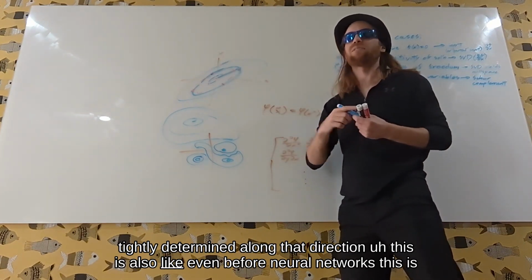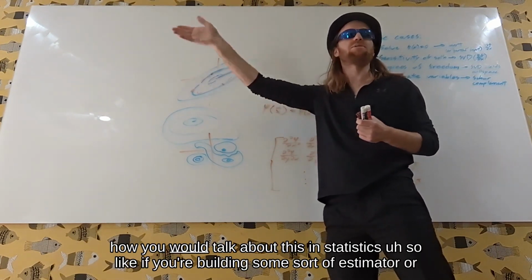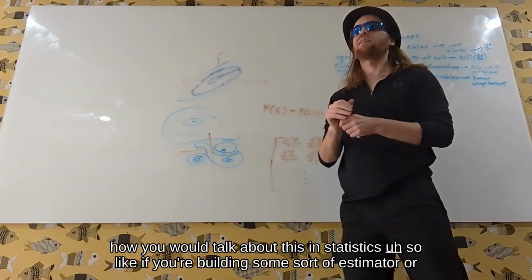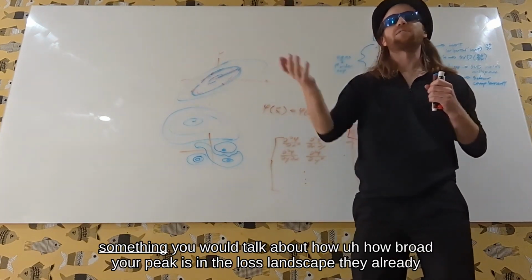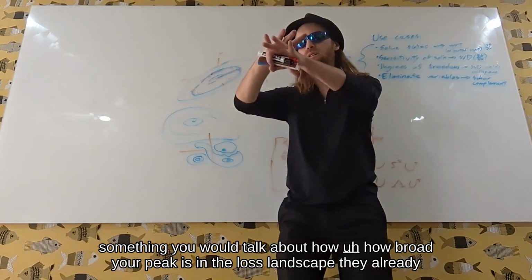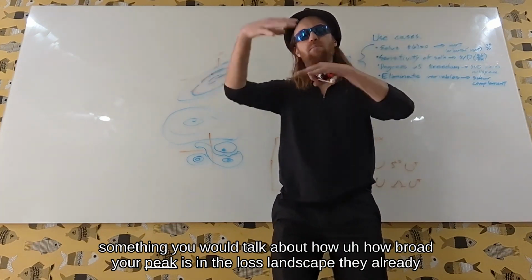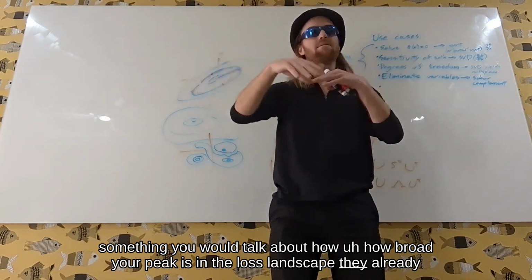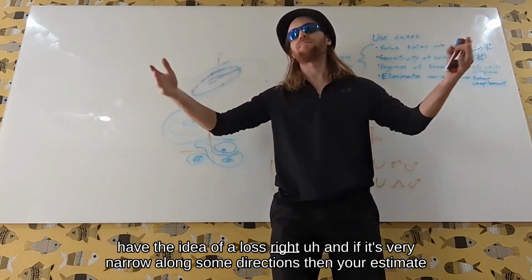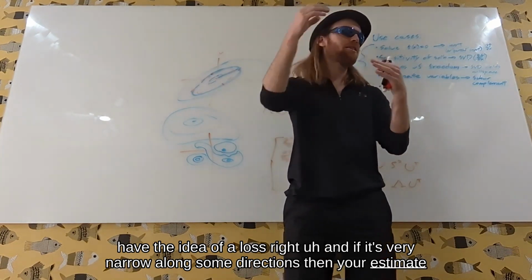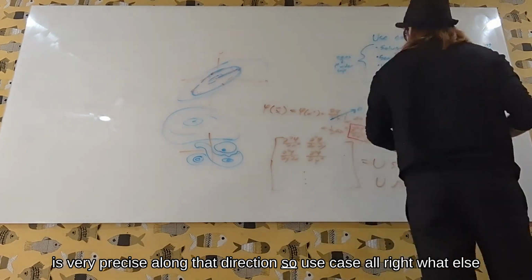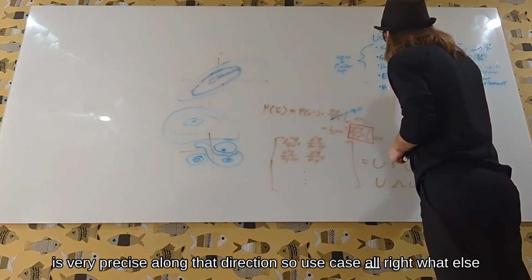Even before neural networks, this is how you would talk about this in statistics. If you're building some sort of estimator, you would talk about how broad your peak is in the loss landscape. They already had the idea of a loss, right? And if it's very narrow along some directions, then your estimate is very precise along that direction. So, use case.